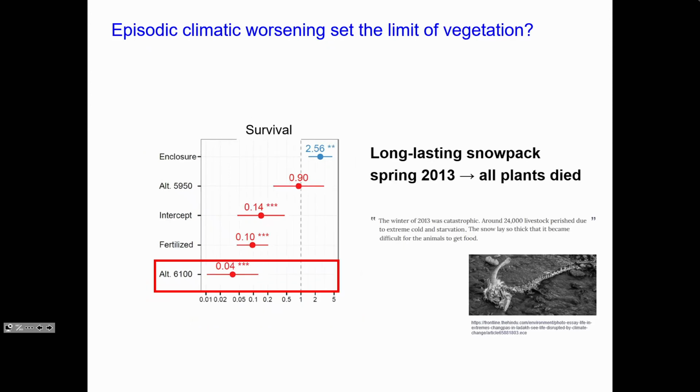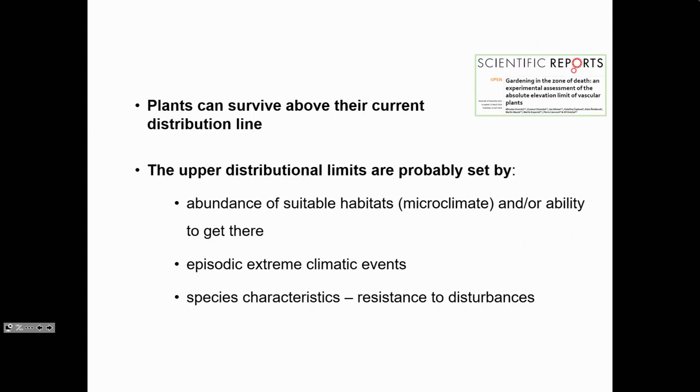And an important take-home message is that those extreme episodic climate events can really be a decisive element. Like it happened in spring 2013, long-lasting snowpack, most of the plants died. And we found in the literature that the winter of 2013 was catastrophic. Around 24,000 livestock perished due to the extreme cold and starvation, and also our plants. Bad luck, but a nice illustration that this is probably important, of course.